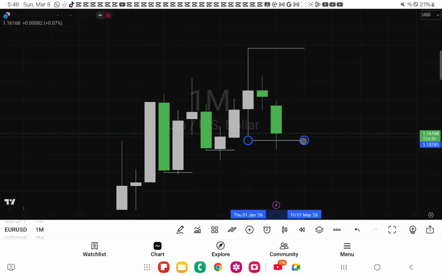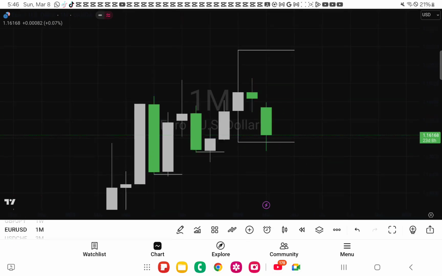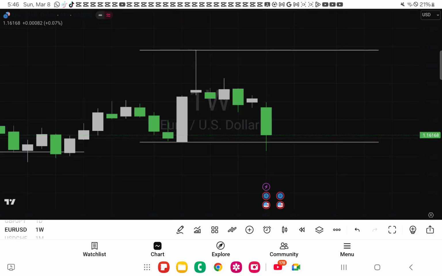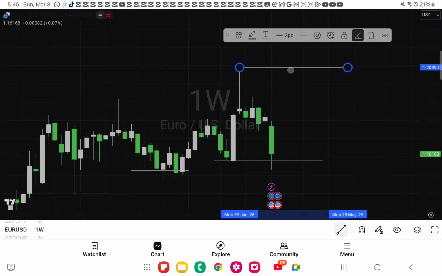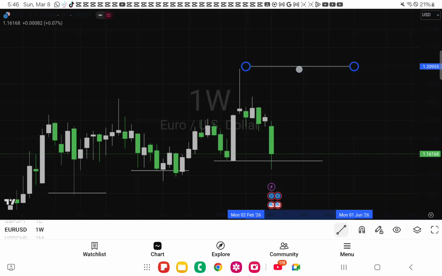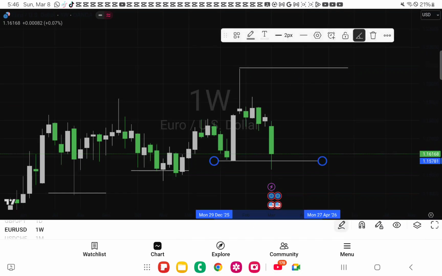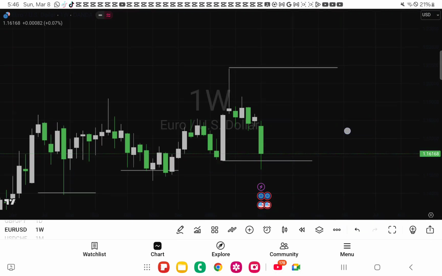So we have a liquidity sweep on the low of this candlestick. If you scale down on the weekly time frame, you discover that last week candlestick also closed with a rejection on that low, on that key level. Last week candlestick closed with a rejection on that key level.